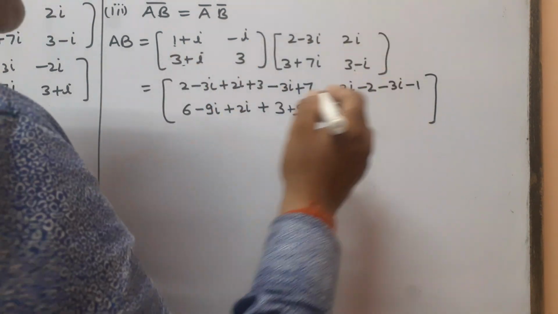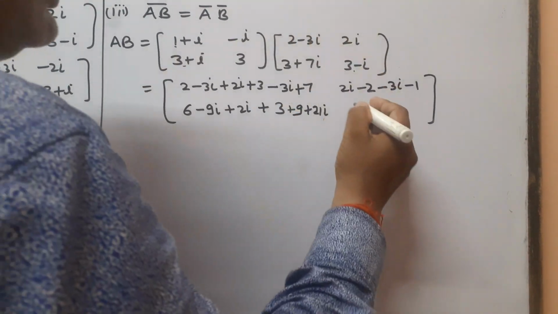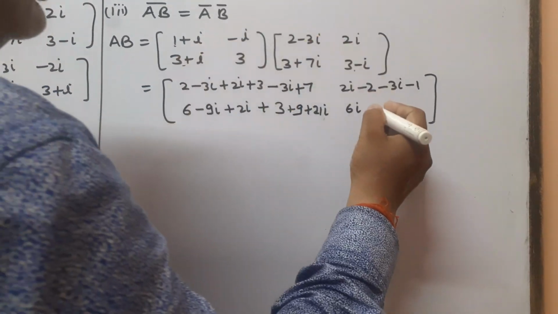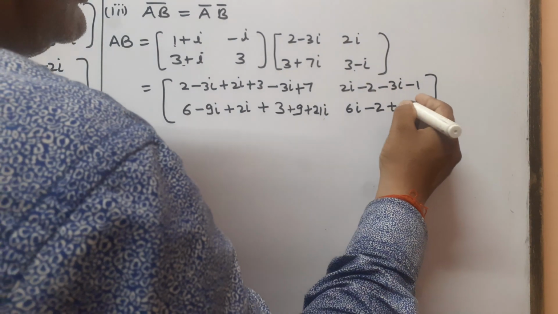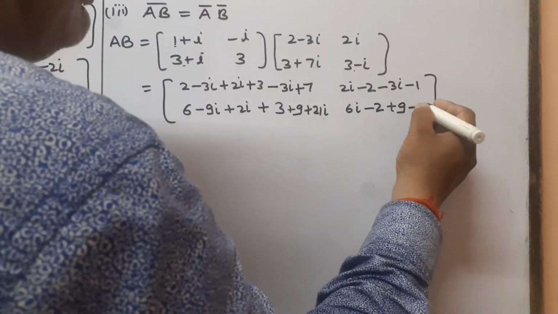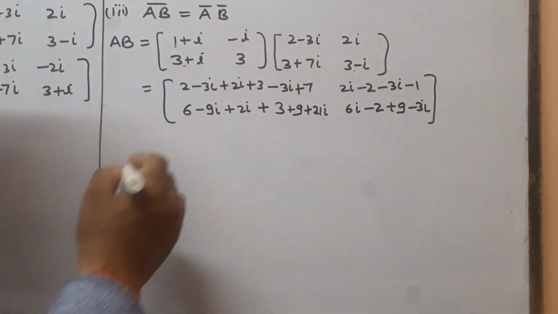Now we multiply second row by second column: we get 3 times 2i is 6i, plus 2i square, this is minus 2, and 3 multiplied by 3 is 9, 3 multiplied by minus i is minus 3i.